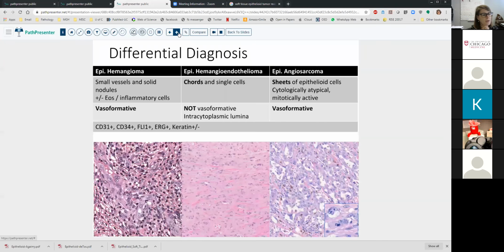The thing I wanted to point out in comparing epithelioid hemangioma, hemangioendothelioma, and angiosarcoma is that hemangioma and angiosarcoma are both vasoformative, being small capillaries in the hemangioma and various sized and shaped things in the angiosarcoma. But hemangioendothelioma, as I said before, is not vasoformative, except for the little intracytoplasmic blister cell lumina it's trying to form. All of them can be positive for your cytoplasmic markers of vascular differentiation, CD31 and CD34, your nuclear markers FLI1 and ERG, and keratin or EMA.